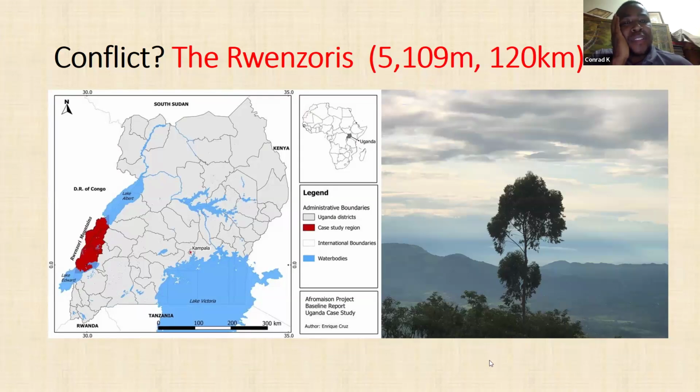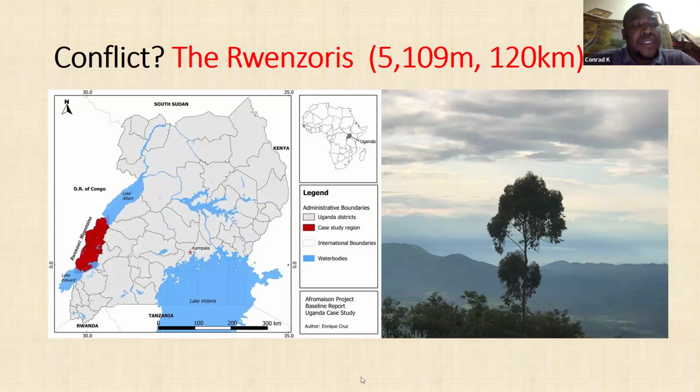Like I said, the Rwenzori stands at 5,100 meters high, and it spans about 120 kilometers. It is on the border with the DRC, the Democratic Republic of Congo. So it shares a border: one side is on the Congo, one side is on the Rwandan side, and the ranges and the Rift Valley continue towards Rwanda. And then we have the Ugandan side. The Rwenzori is one of the 2 natural heritage sites listed on the World Heritage Convention list. And so where is the conflict?